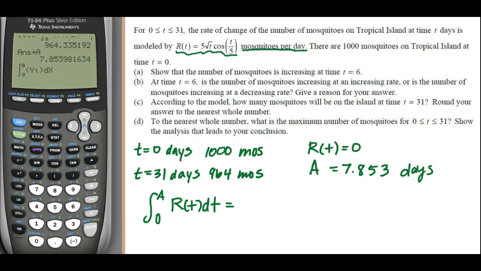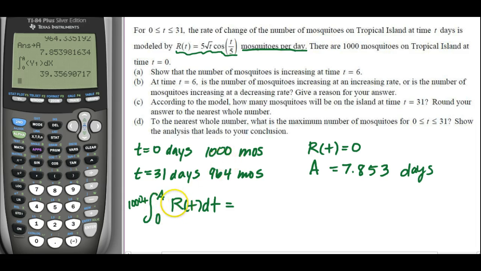And this number is going to represent the net change in the number of mosquitoes between 0 and 7.853 days. So this is the net change in mosquitoes between 0 and 31 days. We can't forget to add, didn't leave much space for it, but we can't forget to add 1,000 to that net change. So that's how many mosquitoes were added to the island between 0 and 7.853 days. But there were already 1,000 to begin with, and our question's asking what's the maximum number there were.